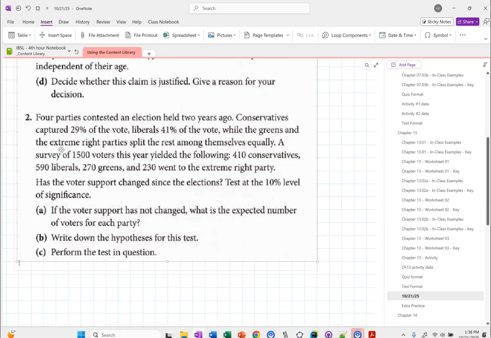So 29 are conservative, 41 are liberal, and then the greens and extreme right split the rest of the percentage amongst themselves equally. So how much is left? 100 minus 29 plus 41. Alex has got it, 15% for greens and extreme rights. Everybody agree? Okay, so I do 0.15 times 1,500 for each of those. Everybody okay on how we did the expected counts there?